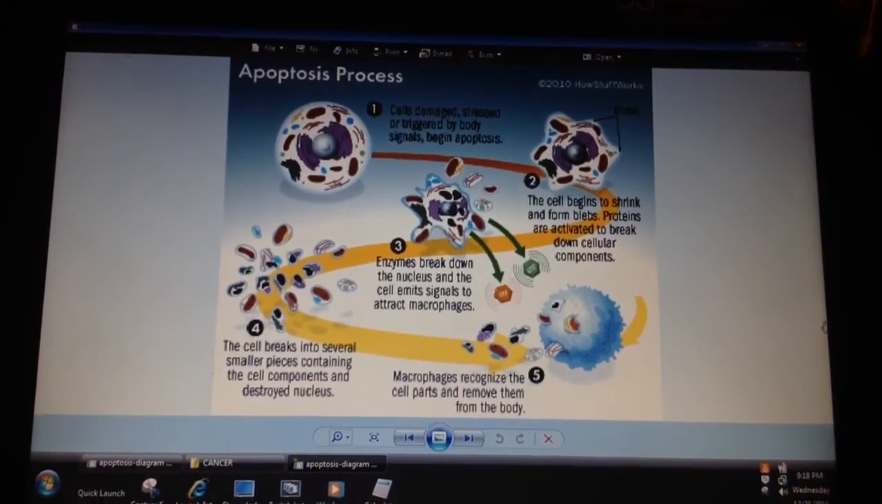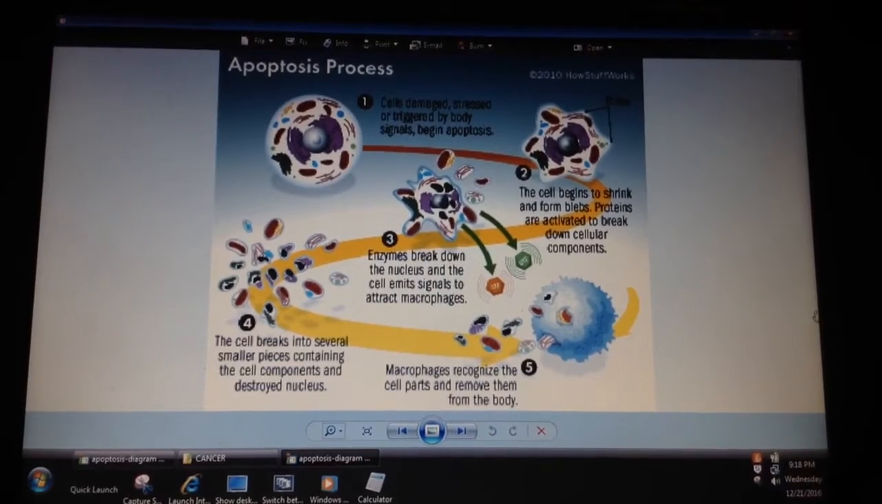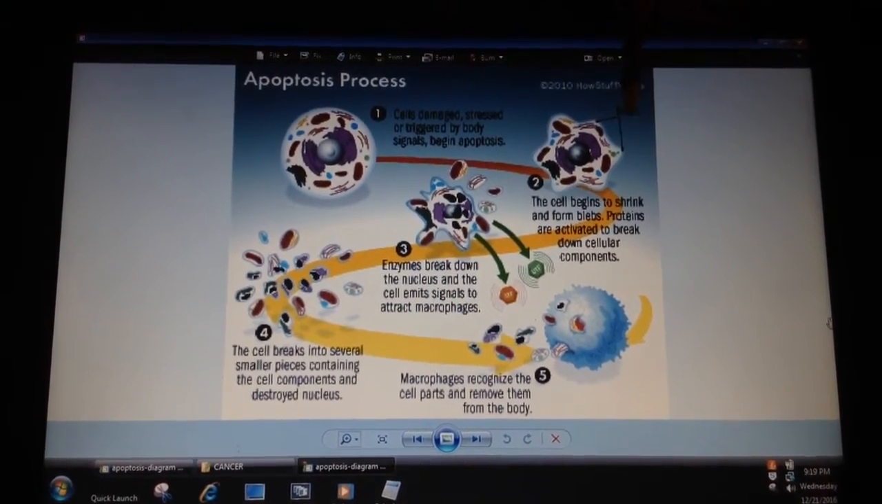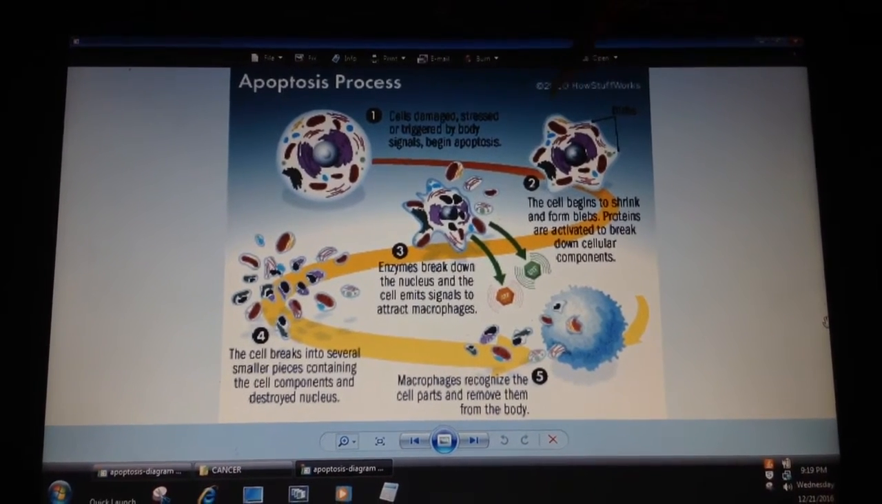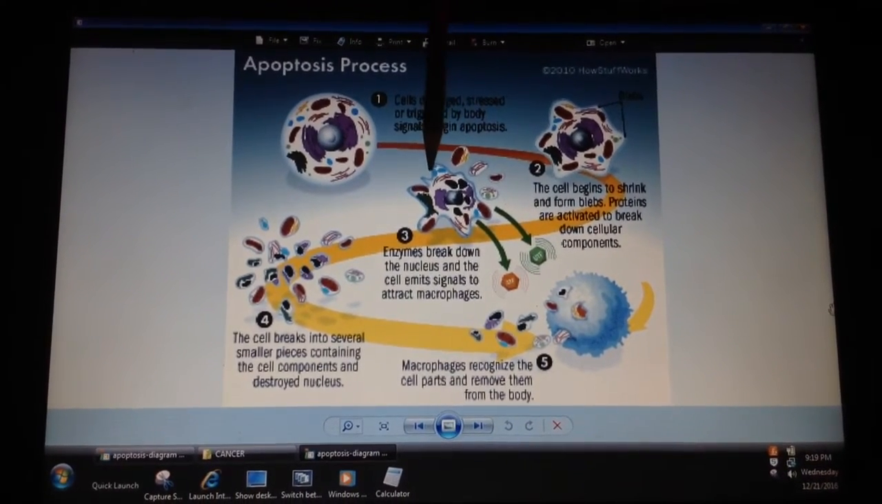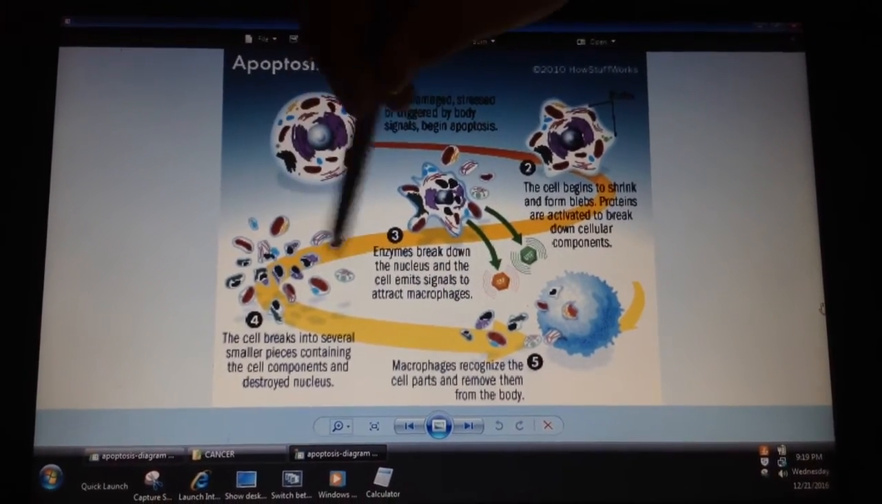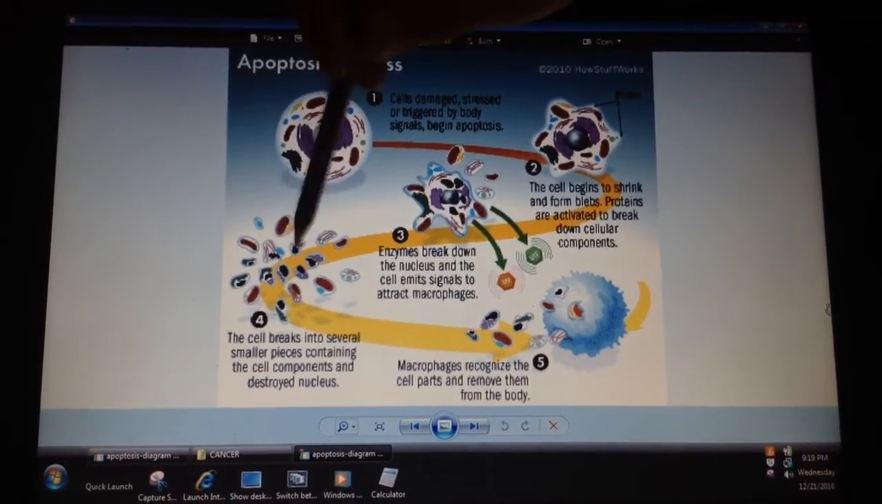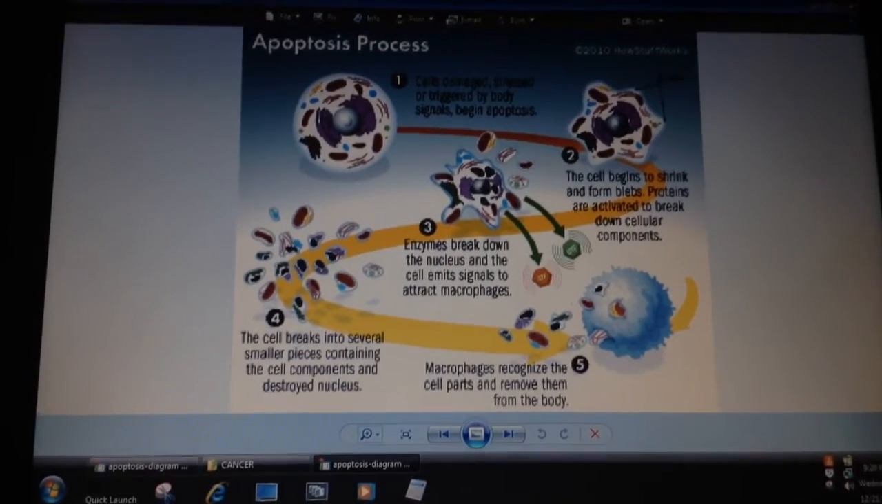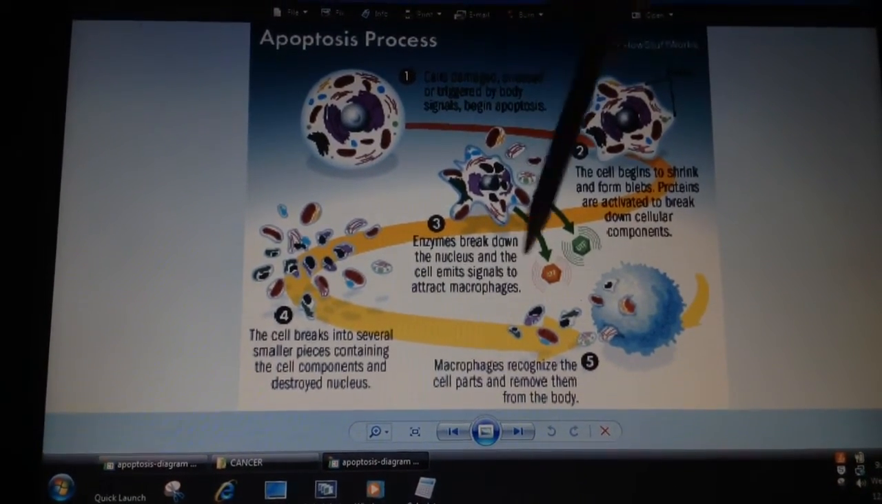So this is how apoptosis works. Step 1. The signals start to come in. Step 2. The proteins basically shrink the cell and the enzymes break down the nucleus. Step 4. The cell shrinks down to smaller pieces. Step 5. The macrophage removes the cell parts from the body. The macrophage is actually found in the immune system.